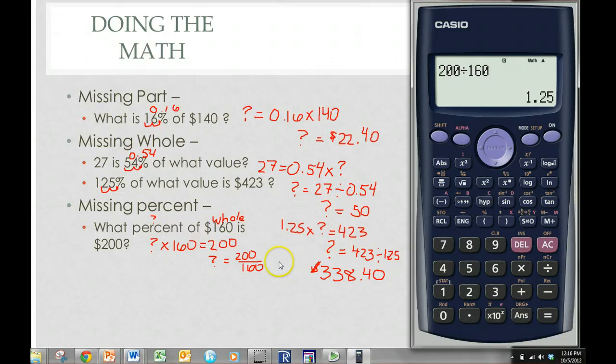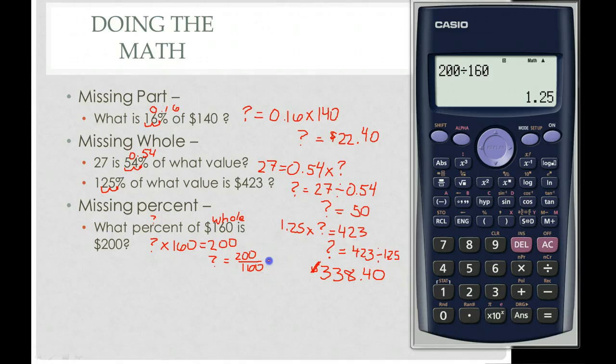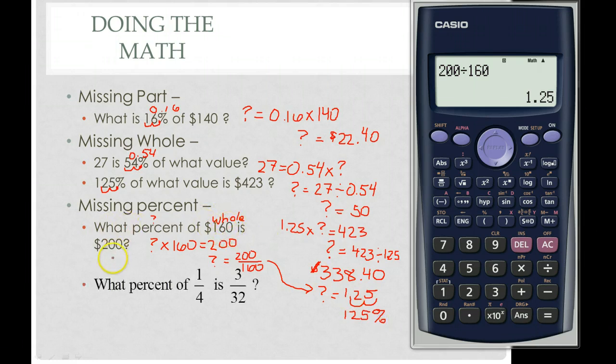this is not a percent yet. Remember, this is a decimal. We have to convert the decimal to a percent. So I have that my question mark is 1.25, but I want it to be a percent, and there's no percent sign yet, so I have to move my decimal point 2 places to the right and tack on a percent. So my question mark is 125%. And that makes sense because my whole is smaller than my part.